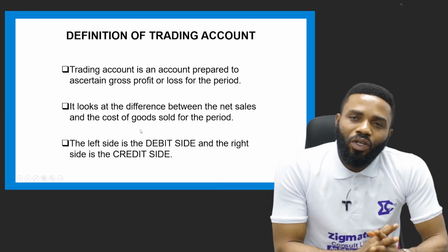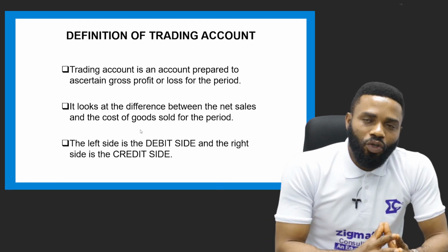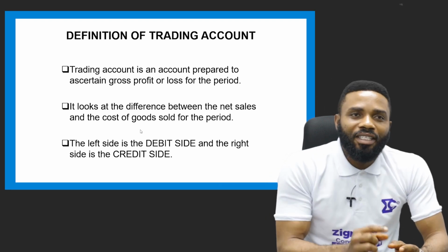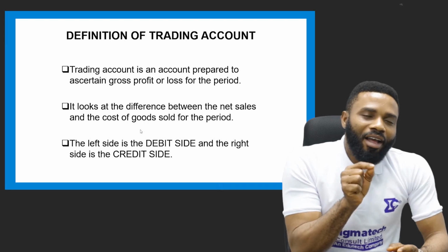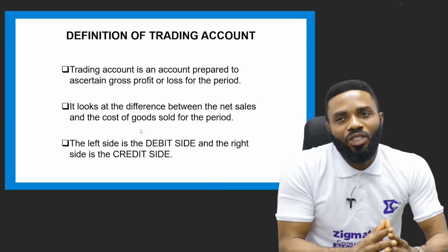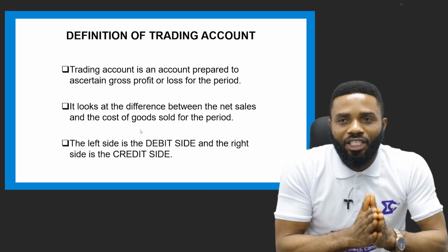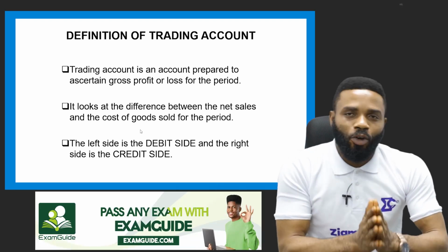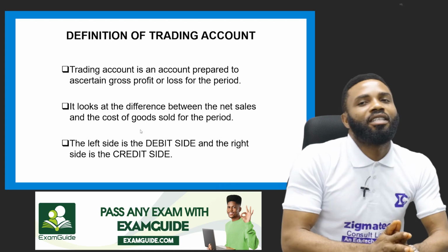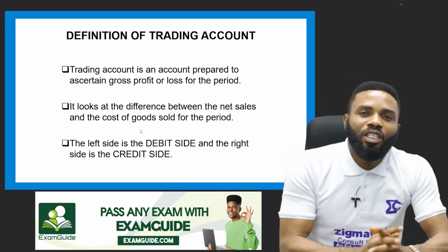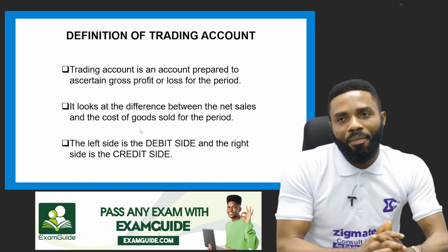Now, definition. We want to look at what this topic is all about. If you observe, the topic has trading, profit or loss account. That is to say that two accounts are combined together in a single book. The first one is called trading and the second one is called profit or loss account. So let's look at what trading account is all about.